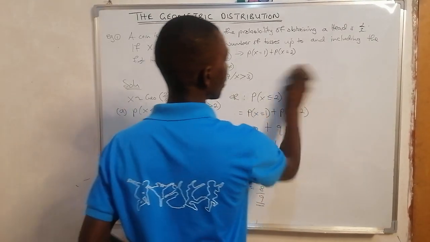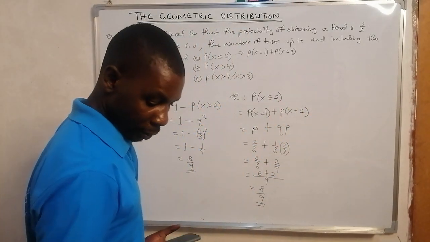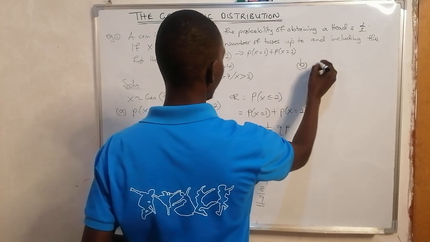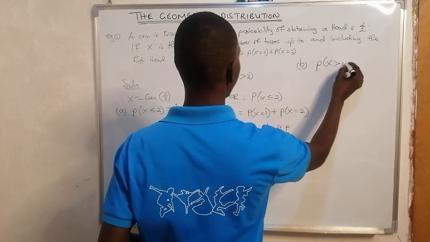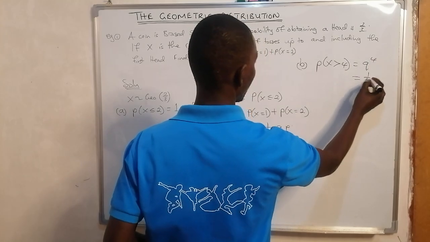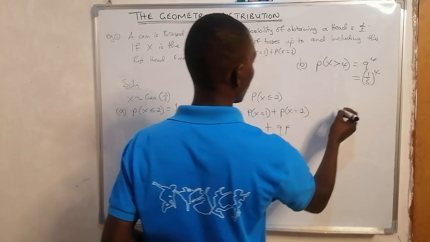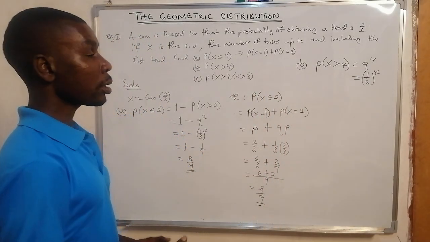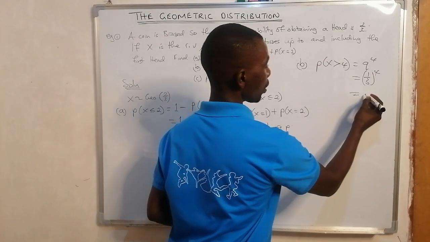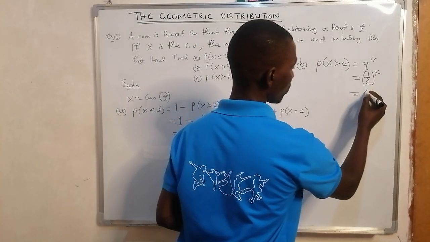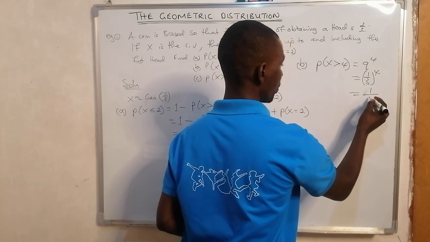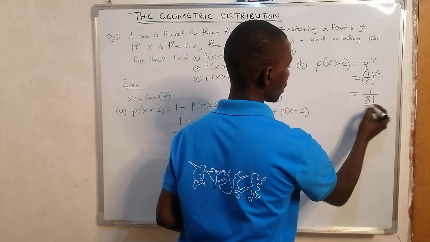Part B. P of x is greater than 4. This is the same as q to the power 4, which is 1 over 3 to the power 4. Remember result number 1, this will be q to the power 4. And here we have 1 to the power 4, that will be 1, and 3 to the power 4 is the same as 81.